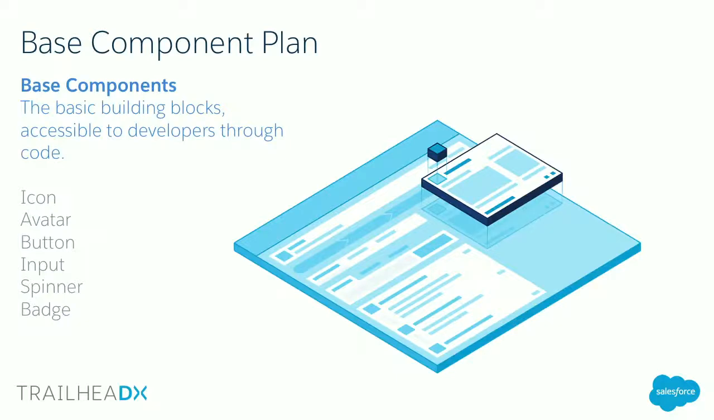In the context of Lightning Experience, these are things like an icon or a button or input or spinner. For the most part, these things are kind of universally true. You'll find these things in other types of UI frameworks out in the world. But there are some that are specific to Salesforce and Salesforce's logic, a thing like lookup, for example, which is tightly bound to Salesforce metadata.